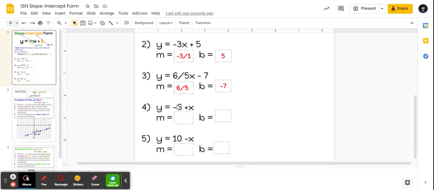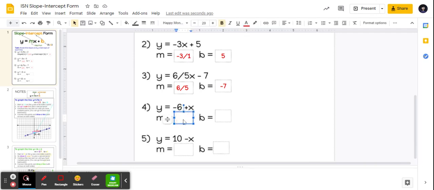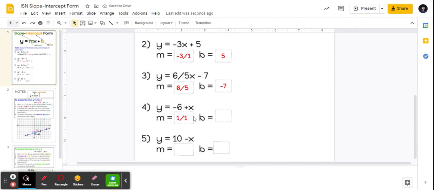This -6 is not in front of the x because there's this plus sign between them. So this is actually our b. The equation is just written in a different order: y = b + mx. So you have to look carefully for the x part of the equation. The equations won't always be written with the x part first. Again, the x is here. It's positive 1x, so I'm going to say positive 1 over 1 is our slope. For our b value, it's the number that is by itself, this negative 6.